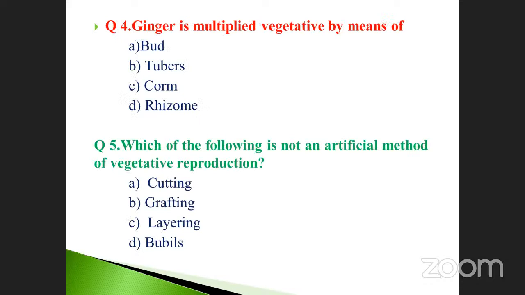Do you have any doubt in this area about asexual as well as vegetative reproduction? Any doubt? Hello. No, sir. Okay. Shall I go to the next one? Yes, sir. Okay. Good. Super. Thank you.